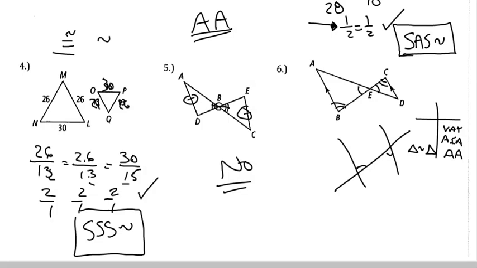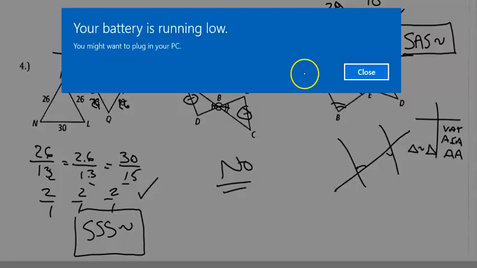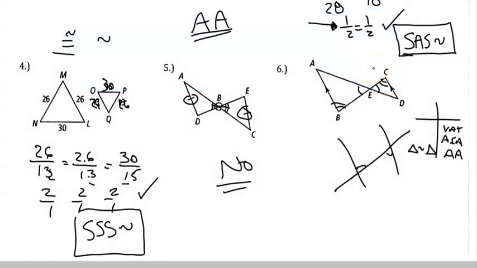All right, so that's how you prove similarity: AA, SAS of similarity, and also SSS of similarity. Go ahead and plug in my computer because it's almost out of battery. And I plugged in. All right, so let's go to the next page.